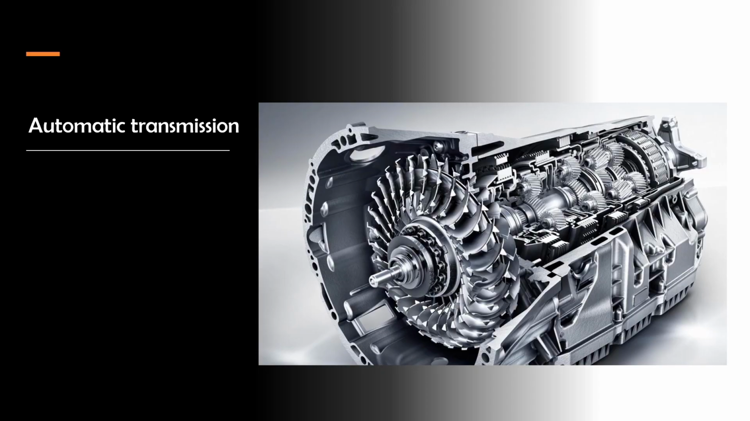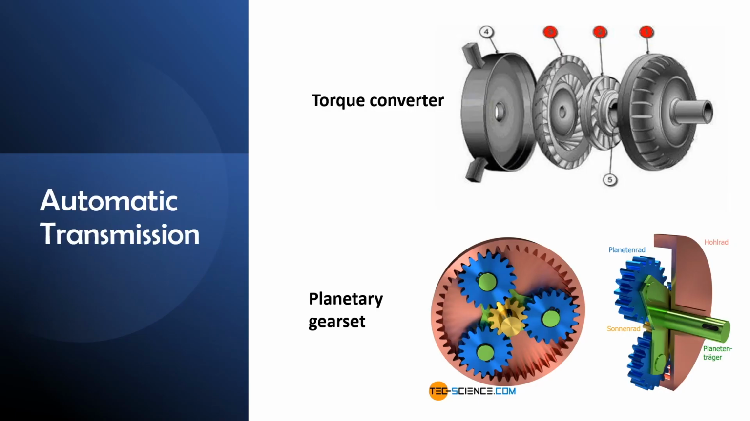Coming to our next topic, the automatic transmissions. On the top you can see a picture of the torque converter. The torque converter is a crucial component in the automatic transmission. It consists of two main parts, the pump impeller and the turbine. The pump impeller is driven by the engine, creating a rotating oil flow in the torque converter. The turbine is connected to the transmission shaft and is driven by the oil flow from the pump impeller.